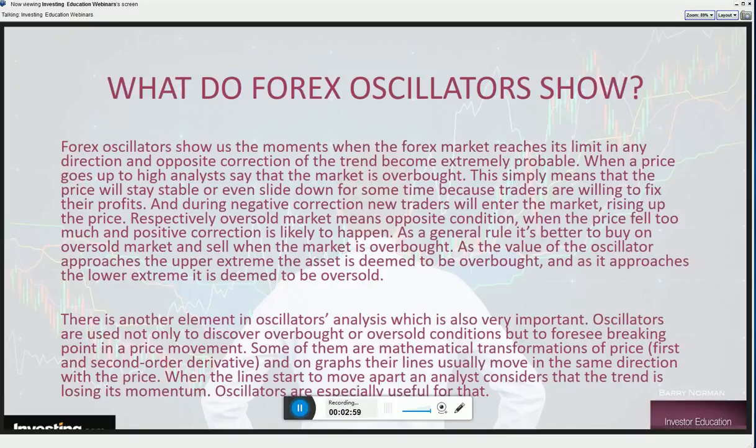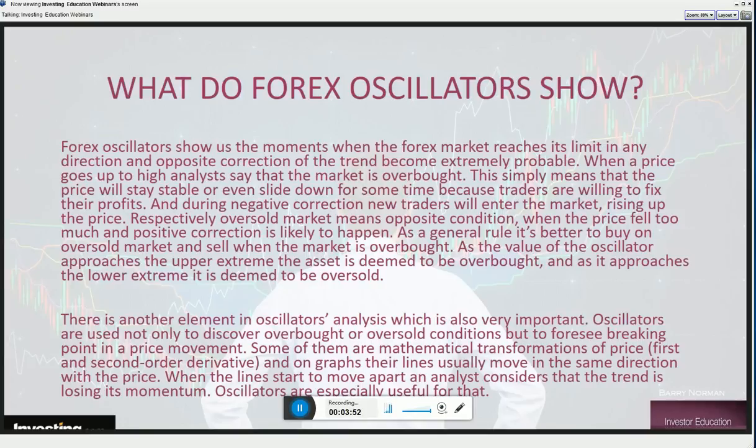When a price goes up too high, analysts say that the market is overbought. This simply means that the price will stay stable or even slide down for some time because traders are willing to fix their profits. During negative corrections, new traders will be entering the market, raising the price. Respectively, oversold markets mean the opposite condition, when the price fell too much and the positive correction is likely to happen. As a general rule, it's better to buy on oversold markets and sell when the market is overbought. But again, these are not signals to enter the market. These are indicators that something is likely to happen.